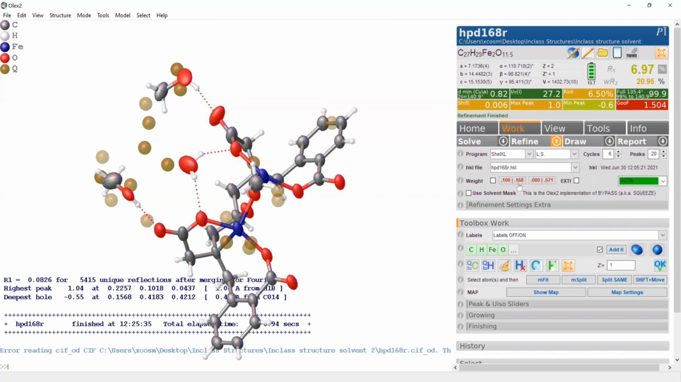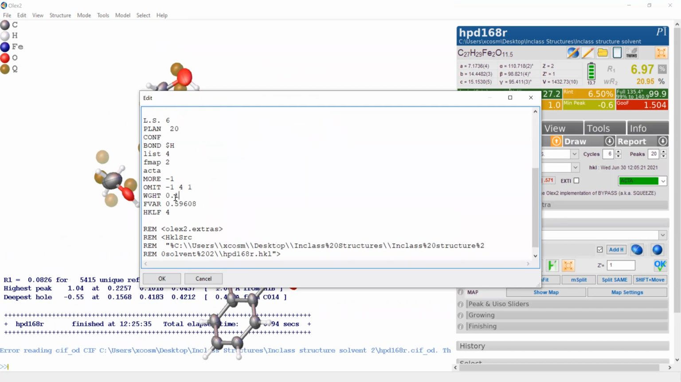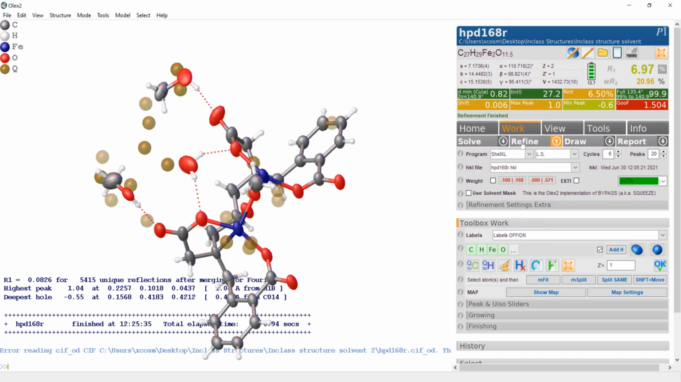So now I'm going to work with the weighting parameters. I don't like the ones suggested here, so I'm going to go manually and change them in the instruction file. So edit, instructions. And so the first weighting parameter I'm going to decrease, say about 0.07, and put the second one at about 1.5, just as a reference point. Click refine.